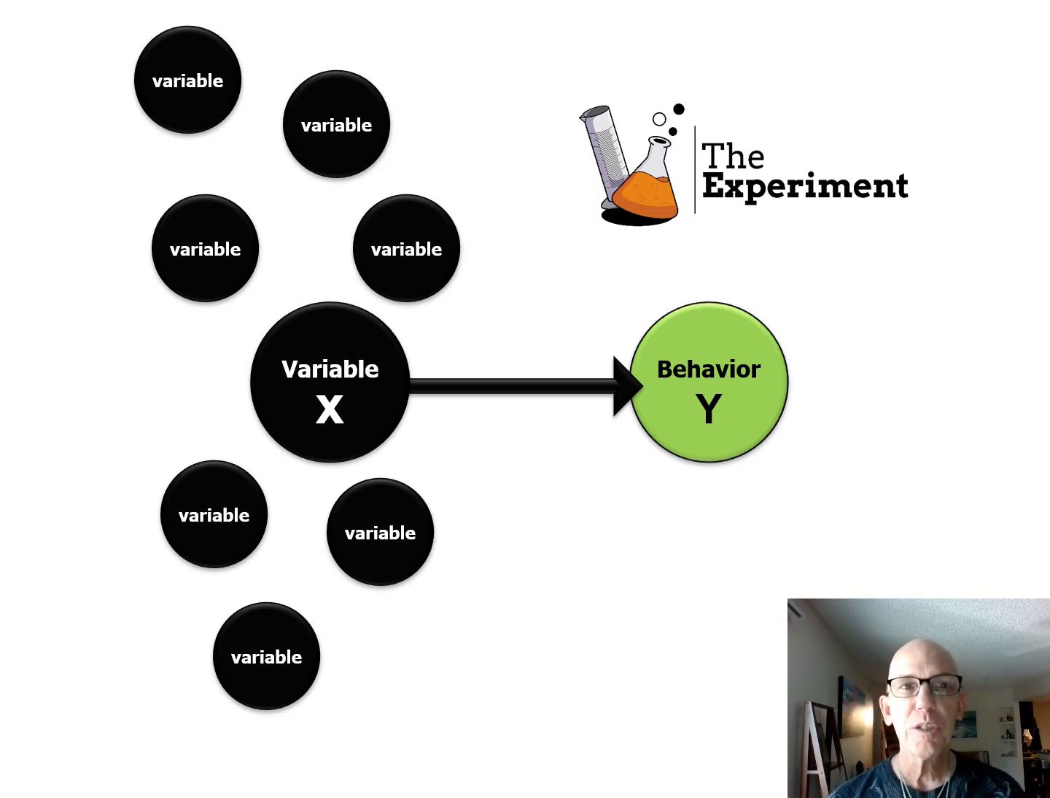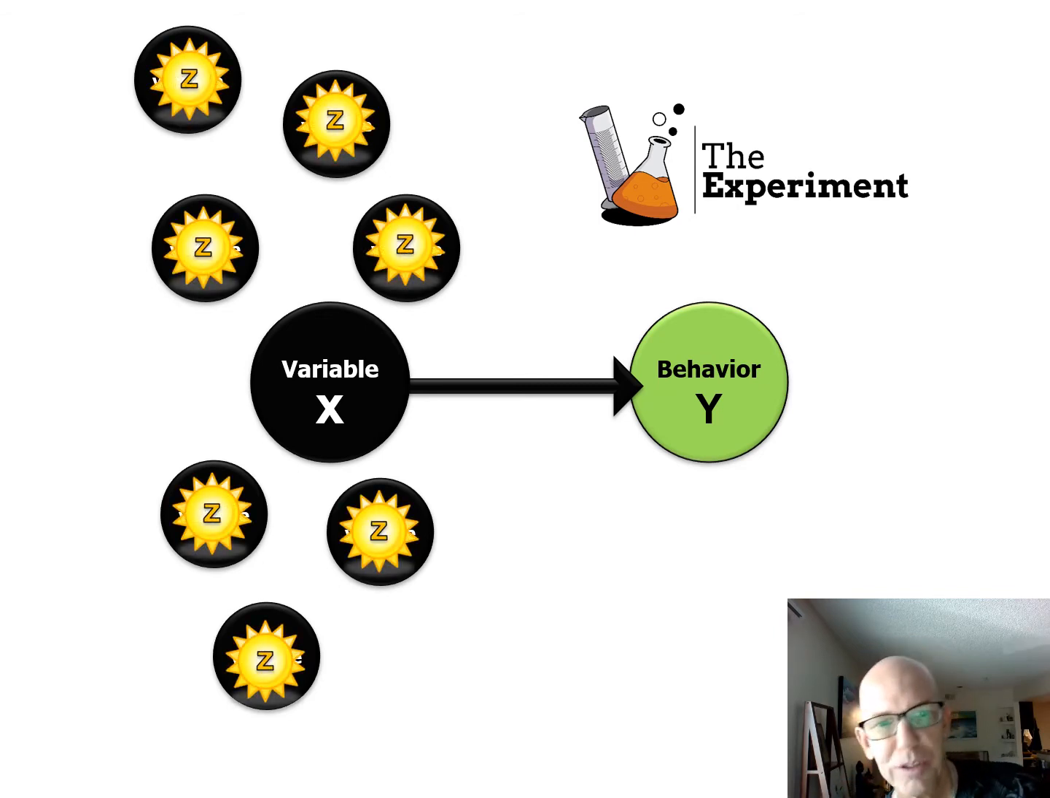So in an experiment, I can kind of control those. In the real world, there's all these like suns, like ice cream sales and drownings, right, out there that I can't control that might be causing Y over here.